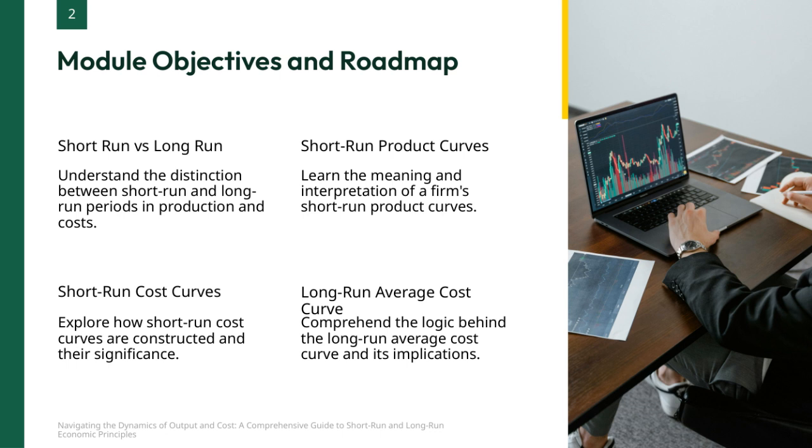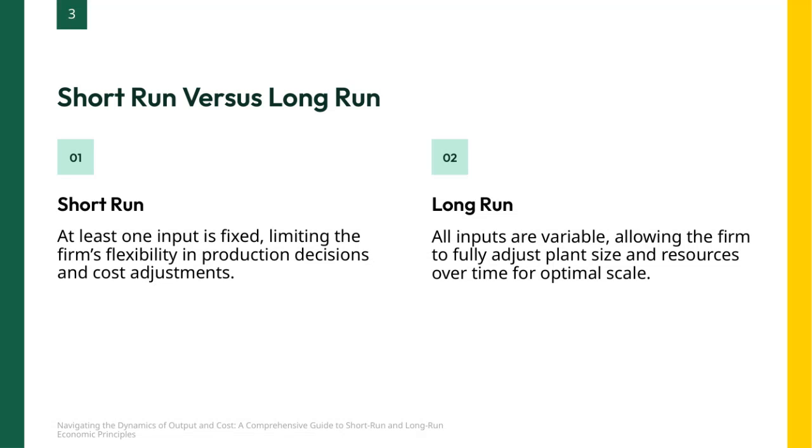This roadmap will guide us through the key concepts needed to grasp how production and costs behave in different time frames. Here we're looking at the difference between the short run and the long run in production terms. In the short run, at least one input is fixed, which means the firm has limited flexibility when it comes to making production decisions or adjusting costs. This restriction can affect how quickly the firm responds to changes in demand or efficiency.